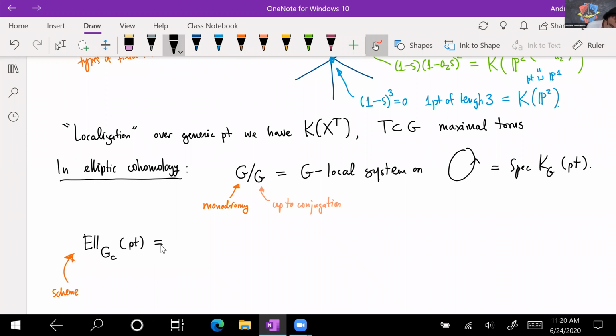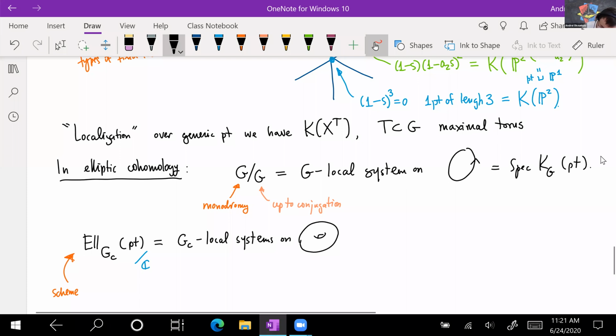And so we will take that circle and replace it by, so this is maybe, and I also want it over C. So this is the same as G compact local systems on an elliptic curve. So far it's purely topological. This is purely topological space.